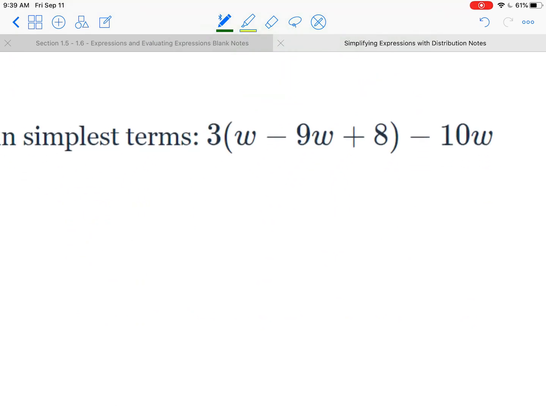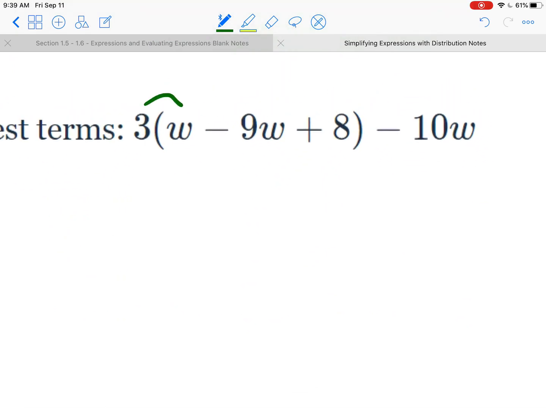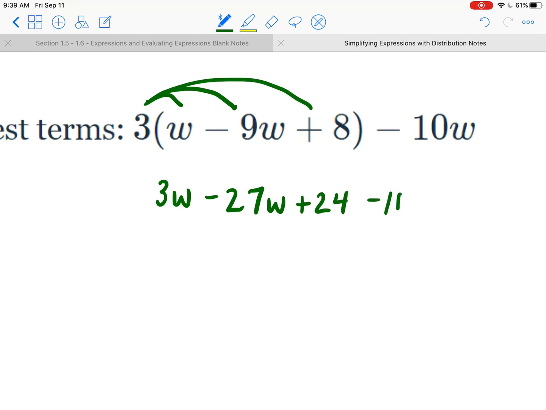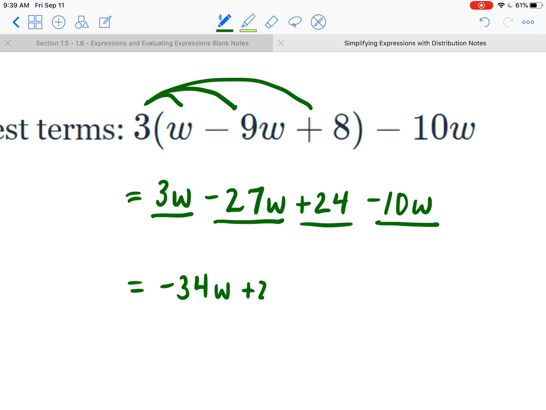All right, next one. We're going to distribute the 3 here. So 3 times w is 3w. 3 times negative 9w is going to be negative 27w. 3 times 8 is going to be 24. And then we're going to subtract 10w here at the end because I can't really do much with that yet. So now I'm going to look for anything that has a w in it. So I've got 3w minus 27w minus 10w. So if you do 3 minus 27 minus 10, that would give you negative 34w and then plus 24. And that's it. That's simplest form.